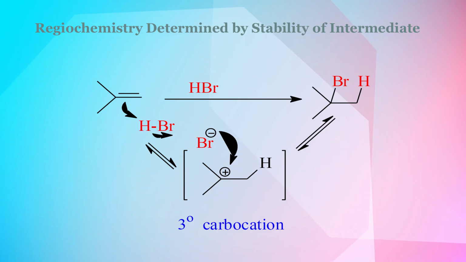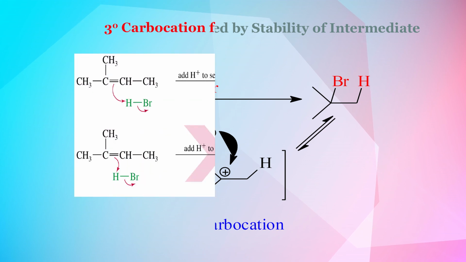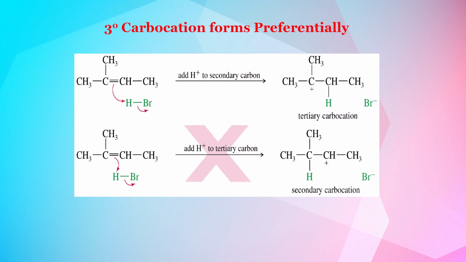Whereas if hydrogen had added to a carbon which was attached to 2 methyl groups, we would have got a primary carbocation. So that is not the correct choice. Now here I have shown you this with another example. In this case we have 2 possibilities. In the first possibility, we've added the proton to the carbon which is attached to 1 hydrogen and 1 methyl group. When we do that, we get a secondary carbocation.